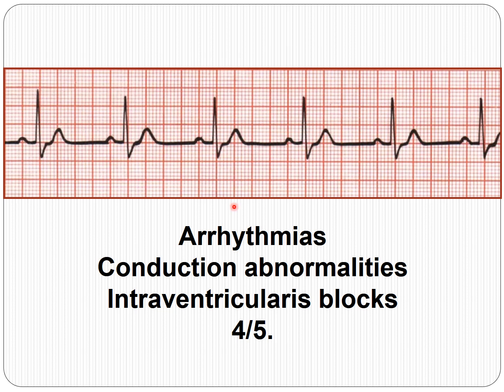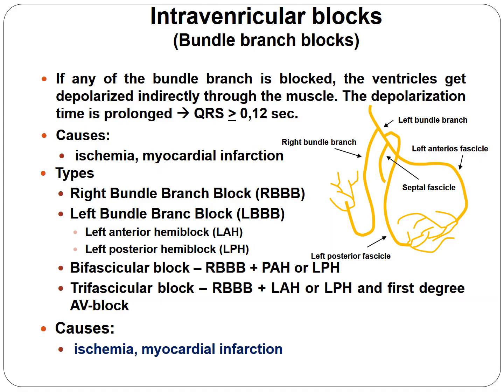Conduction abnormalities intraventrically. So the intraventricular blocks, such as the bundle branch blocks. If any of the bundle branch is blocked, the ventricles get depolarized indirectly through the muscle. Because the depolarization takes place through the muscle, this is why the QRS complex is wide.